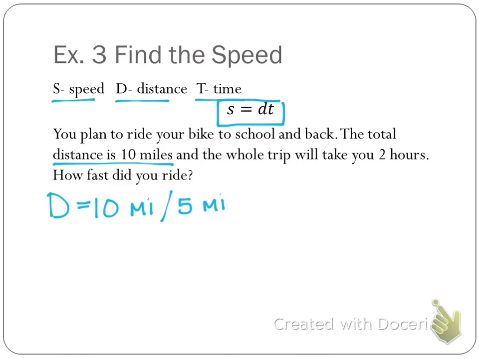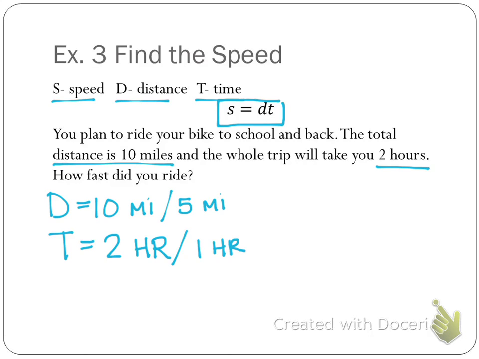Now let's keep reading. And the whole trip will take you 2 hours. Ding, ding, ding. That's another thing. What do you think 2 hours is? Time. So T equals 2 hours. But that's the whole trip. That's there and back. So how long do you think it's going to take him to go to the school, Casey? 1 hour. Perfect. Write that down.